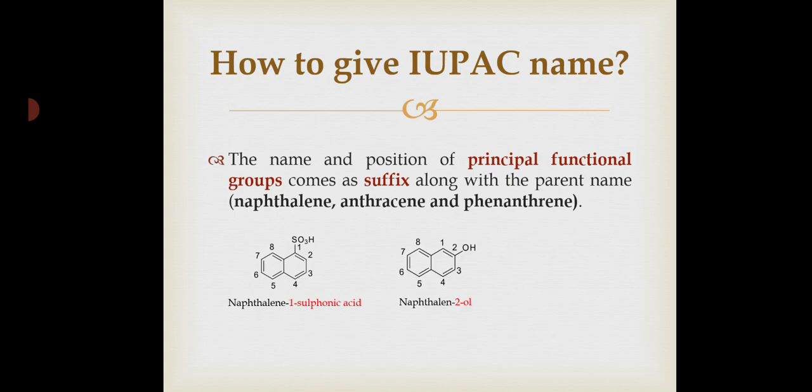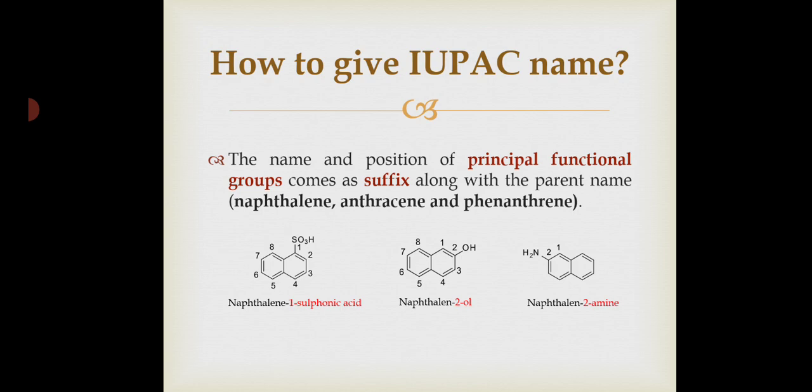What is the name of this compound then? See, the OH group is now not situated at position one. It is situated at position two. So what is the name of this compound? It is naphthalene, and we know that the OH group is an alcohol group, indicated by the suffix -ol. It is situated at the two position, so the name of the compound is naphthalene-2-ol.